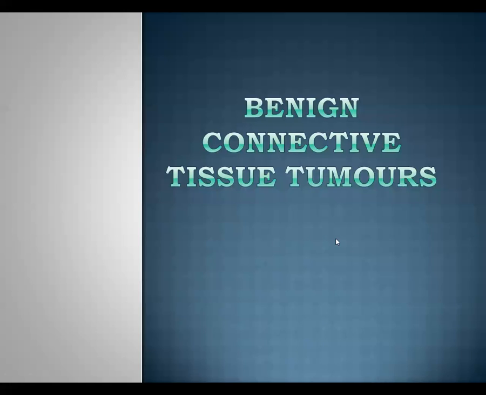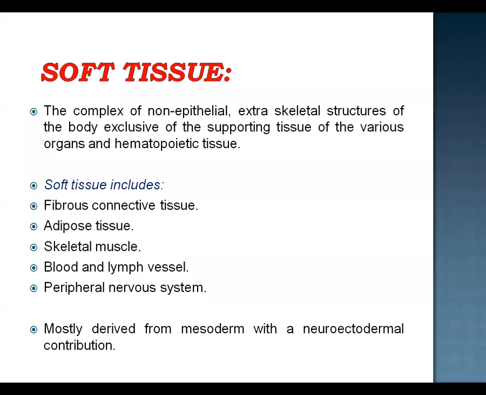Today's topic is the benign connective tissue tumors. So, soft tissue tumors or connective tissue tumors is a complex of non-epithelial extraskeletal structures of the body, exclusive of the supporting tissue of the various organs and hematopoietic tissues. So, soft tissue includes fibrous connective tissue, adipose tissue, skeletal muscle, blood and lymph vessels, peripheral nervous system, mostly derived from the mesoderm with a neuroectodermal contribution.